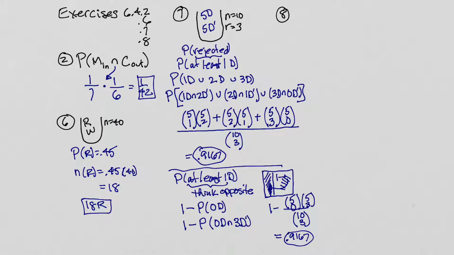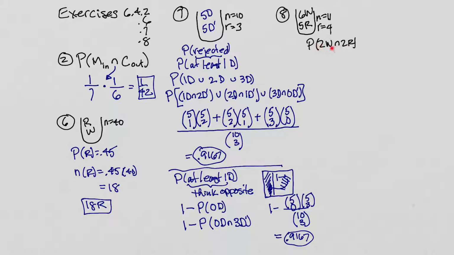Now in problem 8, we're told an urn contains, so let's draw our urn right away, 6 white and 5 red, so a total of 11 balls, and a sample of 4, so R is equal to 4. So a sample of 4 is selected at random. What we want to know is this. What is the probability of getting 2 white and 2 red?